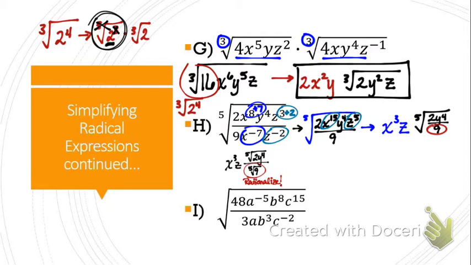Nine to the fourth power is very large, isn't it? I'd prefer not to work with it if I don't have to. Is there a way that I could write 9 as a base with a power? 3 squared. I can rewrite that as 3 squared. And we've got the fifth root of 2y to the fourth over the fifth root of 3 squared.